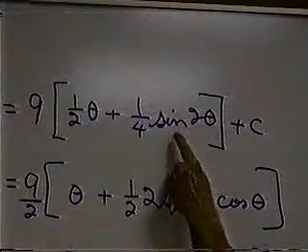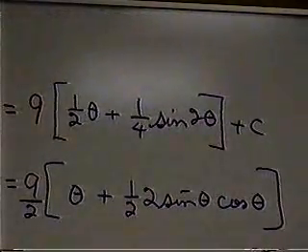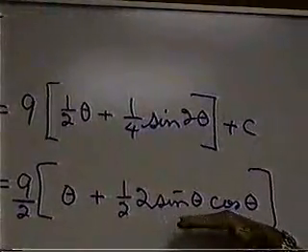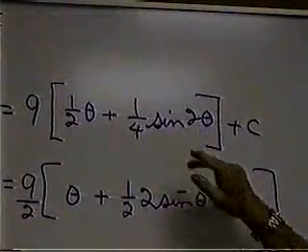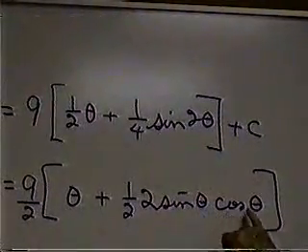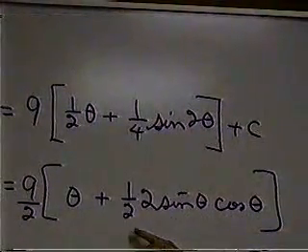Okay, now at this point, here's a new concept, and that is we must change it back to single thetas. If we have a 2 theta or 3 theta or 4 theta up there, then we have to use trig identities to get that to be thetas before we can change it back to x's.